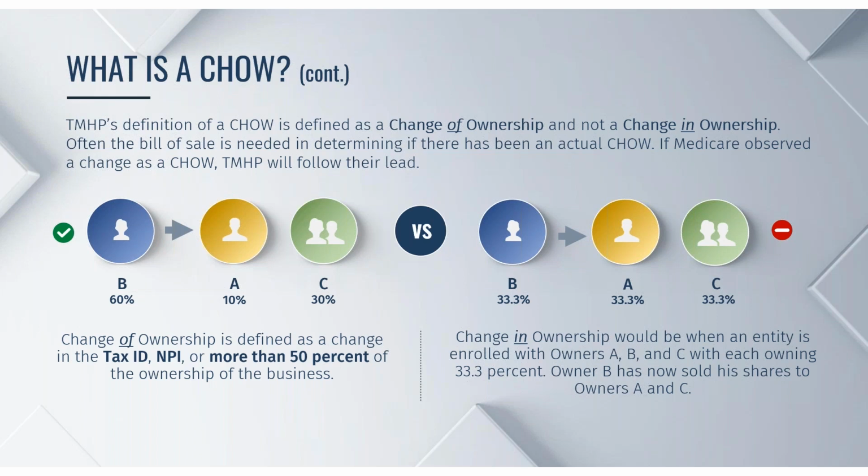Note that as it pertains to Texas Medicaid enrollment, CHOWs must be submitted within 30 days of the change of ownership. Refer to Texas Administrative Code, or TAC, Rule 352.21, also known as Title 1, Part 15, Chapter 352, Section 21, for more information regarding duty to report changes.